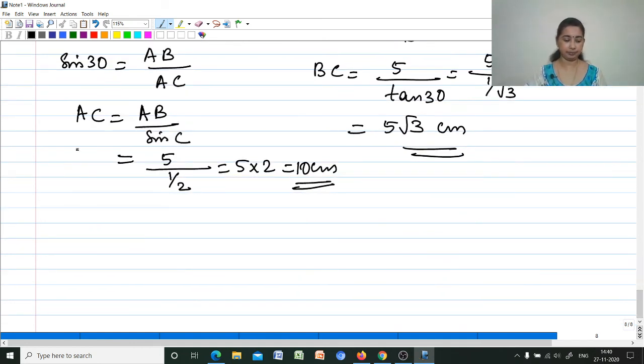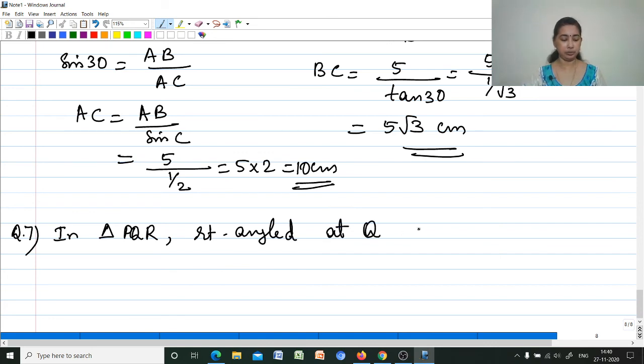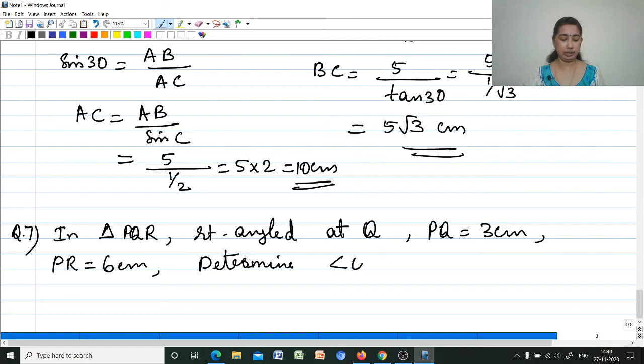Now, next one, question number 7. In triangle PQR, right angled at Q, PQ is equal to 3 centimeter, PR is equal to 6 centimeter. Determine angle QPR and angle PRQ.